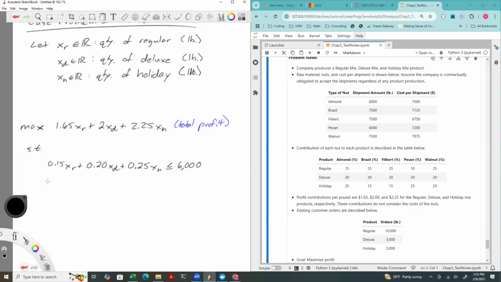I got 0.25 x of r, 0.20 x of d, 0.15 x of h, less than or equal to how much Brazil do we have? It appears to be 7,500. And then 0.25 x of r again, 0.20 x of d, and 0.15 x of h. This is for the filbert, so 7,500 again.